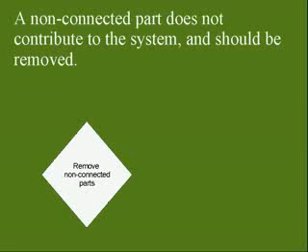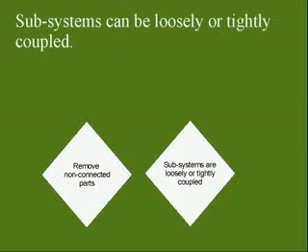Subsystems of a system can be loosely or tightly coupled. Subsystems are considered to be loosely coupled when changes in a subsystem have minimal or slow-acting changes on the other parts of the system. With tightly coupled subsystems, a small change in that subsystem will cause high levels of change in the other parts of the system, and those changes will come about very quickly.